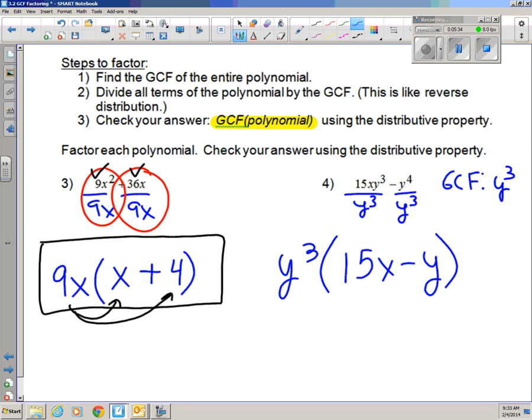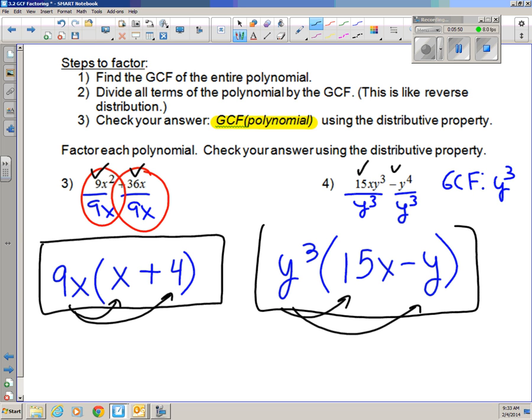Because multiplying back, y cubed times 15x is 15x y cubed, and y cubed times negative y to the fourth gives back the original terms. This, again, is my final answer. GCF outside your polynomial.